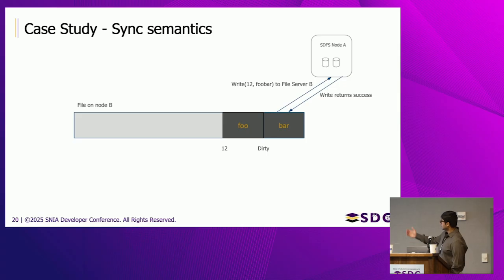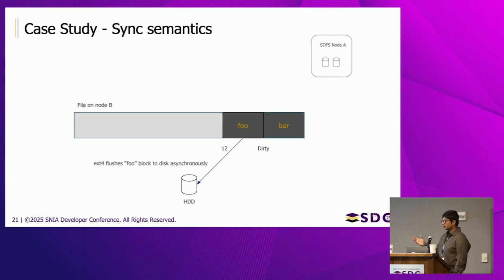So let's go over a client that is issuing a write, say, at offset 12, and is writing foobar to us on node A, and node A redirects this to a file server on node B and writes this to the actual chunk file on node B. What this write does is it writes to the ext4 buffer, which may not directly be written to disk. And essentially, that ext4 buffer at that time is dirty.